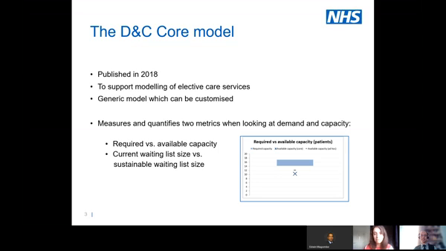As a second metric, the model will look at your current waiting list size versus the sustainable waiting list size. In the NHS, we are familiar with waiting lists and we are familiar with our services having waiting lists. The question is, when does a waiting list become so large that it will be impossible for you to catch up with the waiting list? So your waiting list will continue to grow, and your patients won't be seen on time, and the model will calculate that point for you.